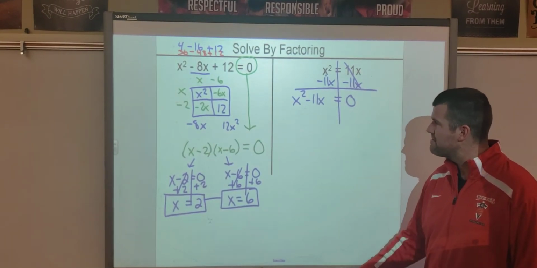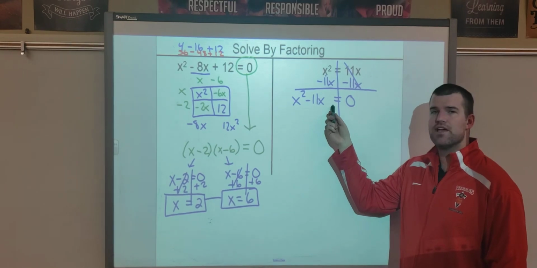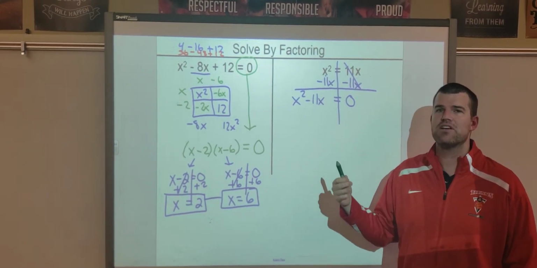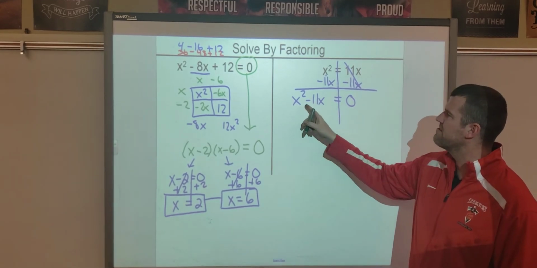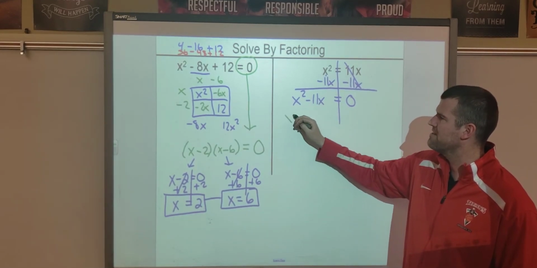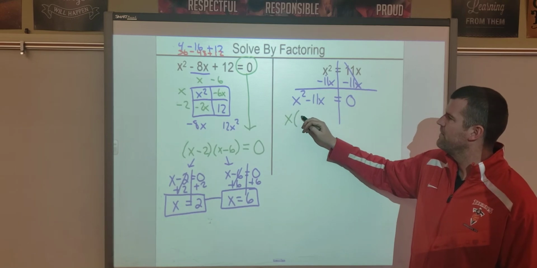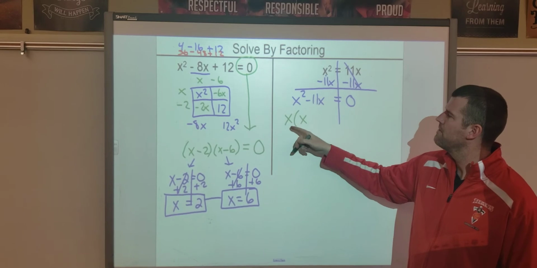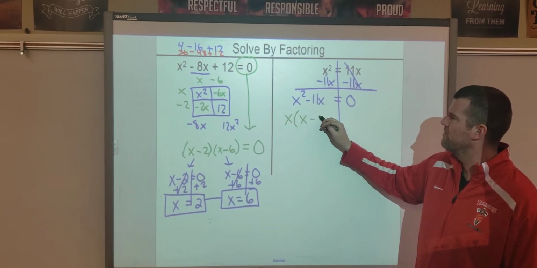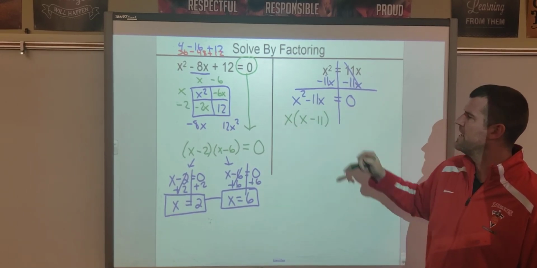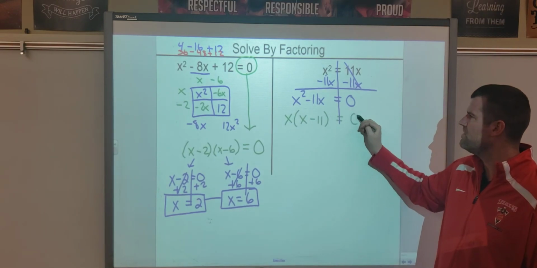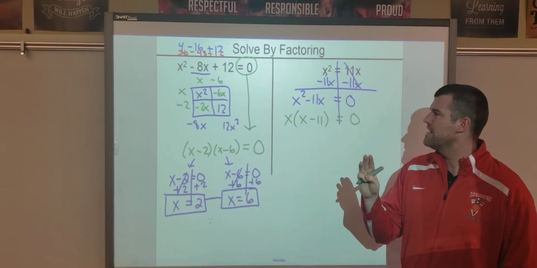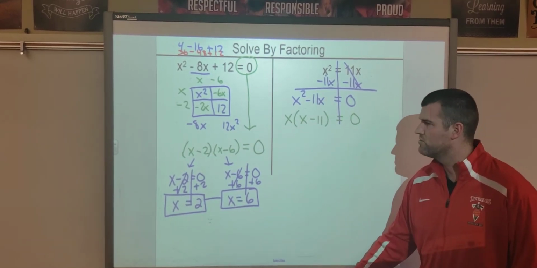So you might notice there's no c value, and the flow chart we did yesterday said if there is no c value, we can always take out a GCF. So when I look at these two terms, my common factor is x, and then I figure out what's left over, which will be x, because x times x is x squared, and then x times negative 11 gives me the negative 11x. So we have now factored it. That was step 2.